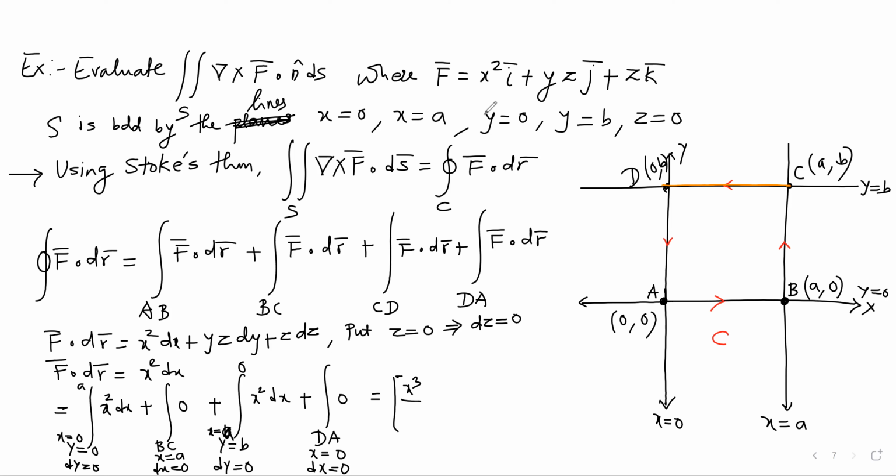So we have x cubed by 3 from 0 to a. This is 0 only. Then the next limit is x cubed by 3 from a to 0 plus 0. So you can see that we get a cubed by 3 and this has minus a cubed by 3. So the answer is 0. Okay, answer is 0. So it's conservative, correct. You can even get the answer with the help of del cross F also, where n cap is k. So that way also you can solve this.